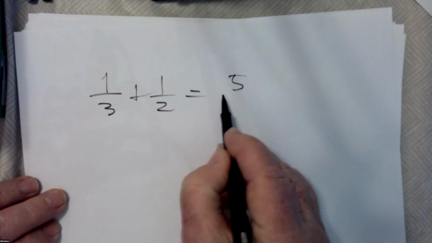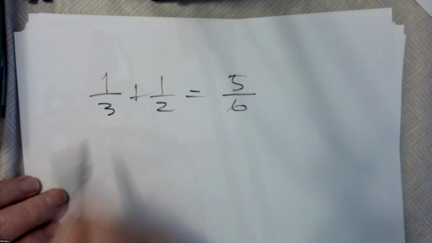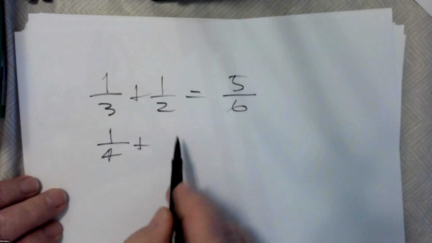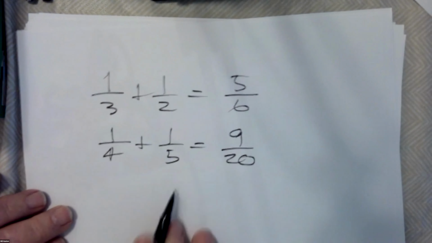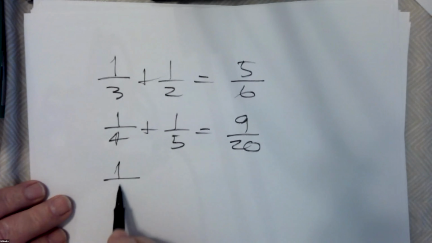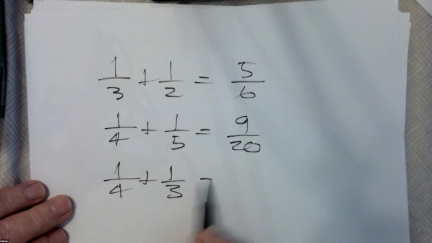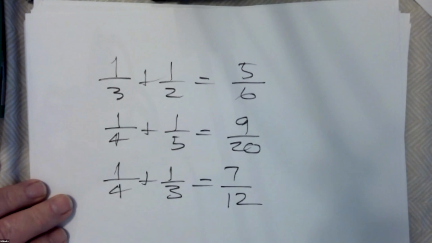Now, let me get back to the fractions. We said a minute ago, 1/3 plus 1/2. We said that answer was 5/6. If I was working with kids, I would give them some more problems like 1/4 plus 1/5. We would find out that answer is 9/20. And if I had a problem like 1/4 plus 1/3, that answer is 7/12.